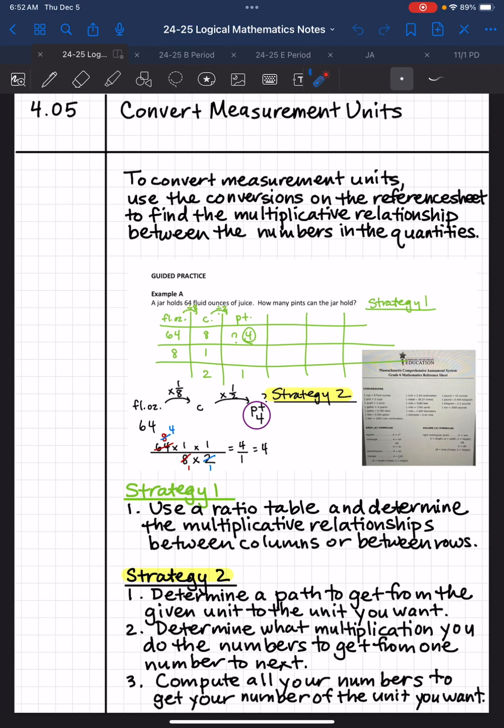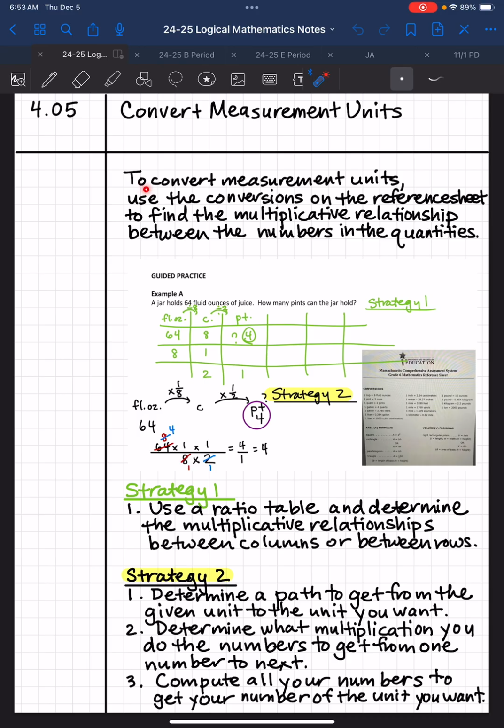In today's video, we're going to talk about how to convert measurement units. That is, we are going to be given a certain number of a measurement unit, and we're going to be asked to write that as a different number of a different unit. So we're going to have to use our knowledge of what rates are and their divisions, and we're going to have to use the multiplicative relationships that are between those two numbers or those quantities.